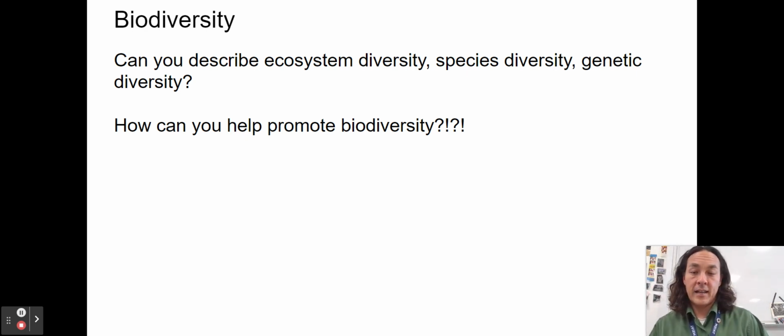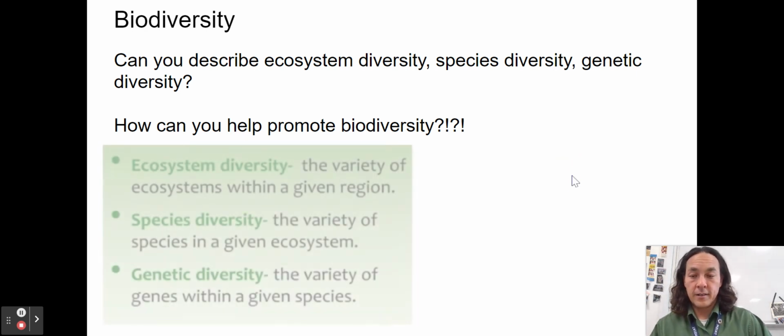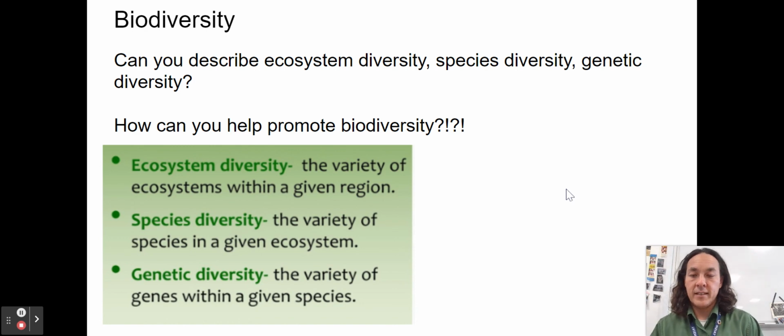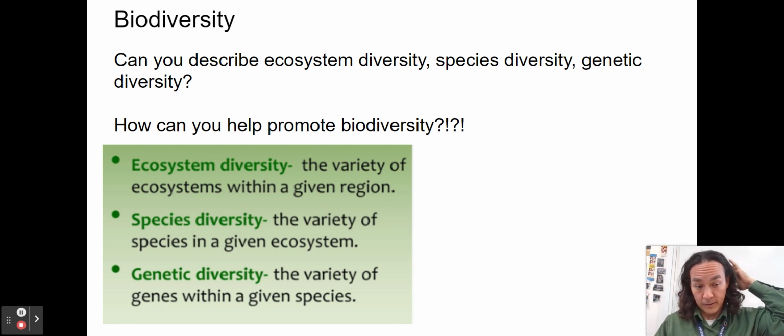Biodiversity. Can you describe ecosystem diversity, species diversity, and genetic diversity, and how can you help promote it? Right. And so biodiversity is the variety of life in a given area. If you take AP biology with me, we have a couple of equations to measure it. But promoting biodiversity is super important, and that's a huge part of the UN SDG goals, and it's part of talks with climate change, et cetera. We're in a biodiversity crisis.